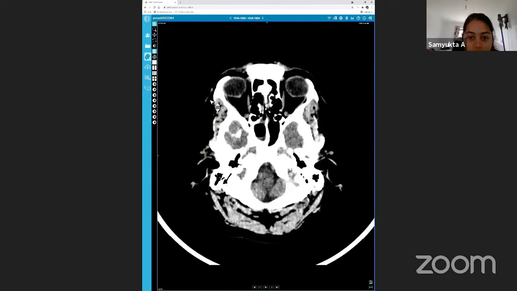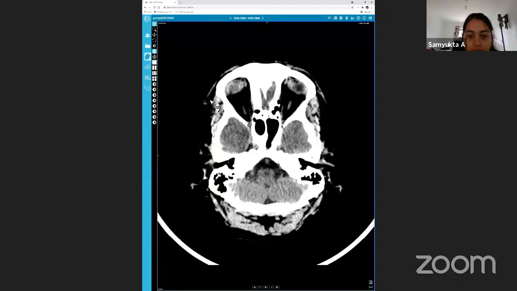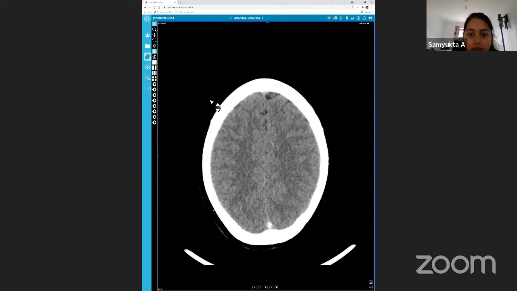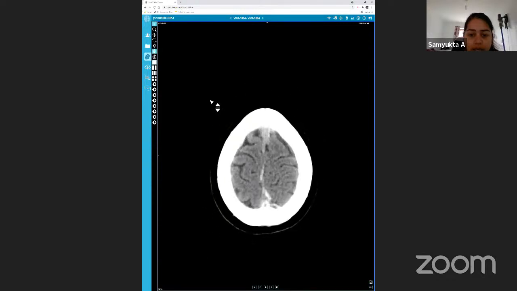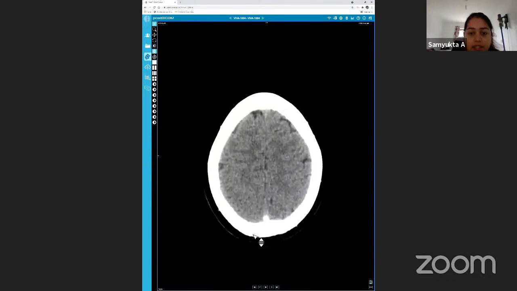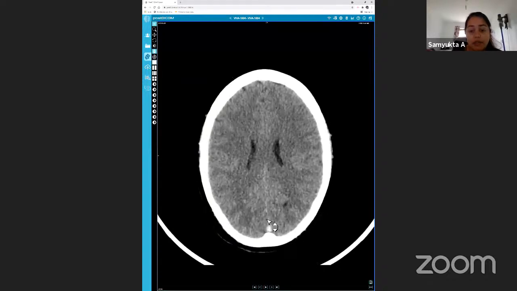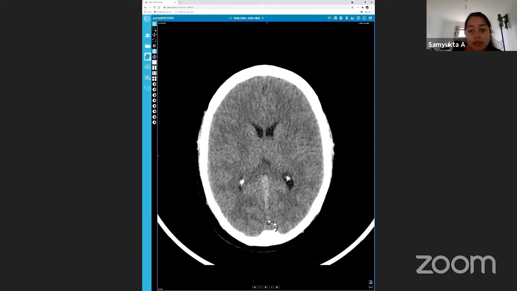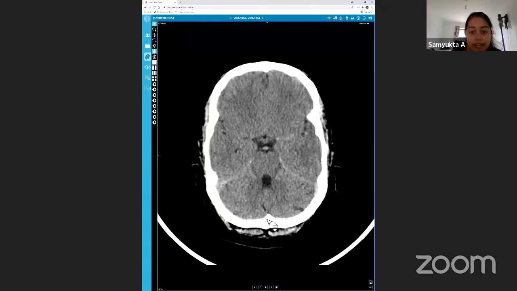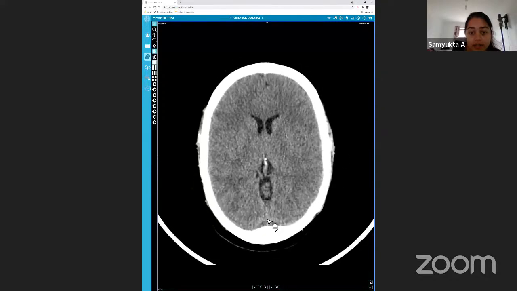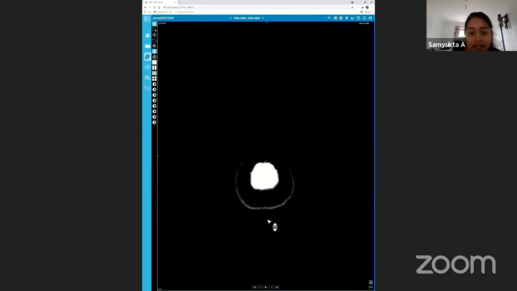So I have axial unenhanced slices of CT brain, a relatively young patient, because the sulcal spaces are not abnormally widened. There is this region of hyperdensity that catches my eye in the inferior sagittal sinus region. And I'm suspicious for venous sinus thrombosis. I'm just having a closer look for any complications such as venous hemorrhage or infarcts, and there aren't any.